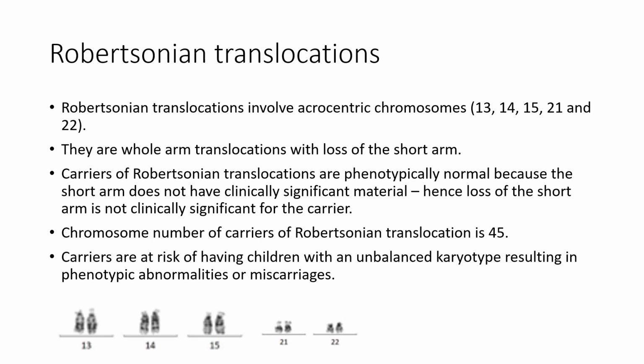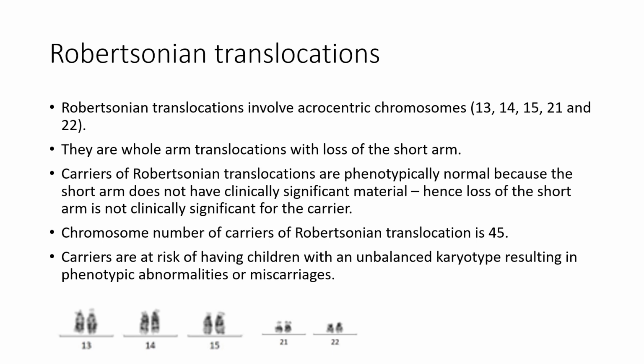Robertsonian translocations involve acrocentric chromosomes. Shown on the bottom of the slide are the 5 different acrocentric chromosomes in the human karyotype. That's chromosomes 13, 14, 15, 21, and 22. Acrocentric chromosomes do not have any clinically significant material on the short arm.